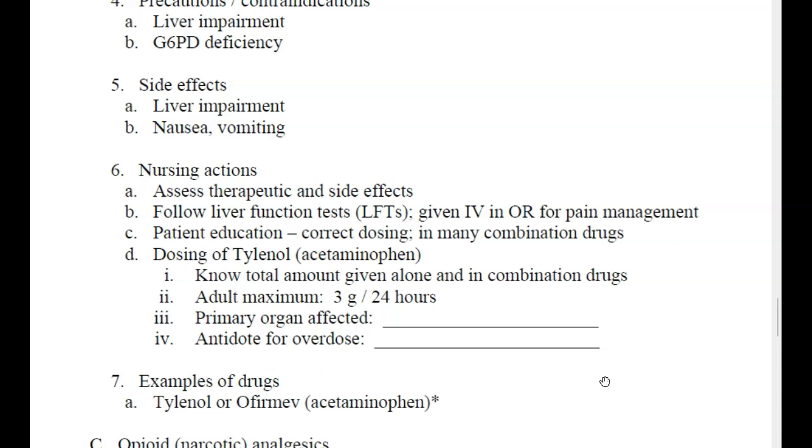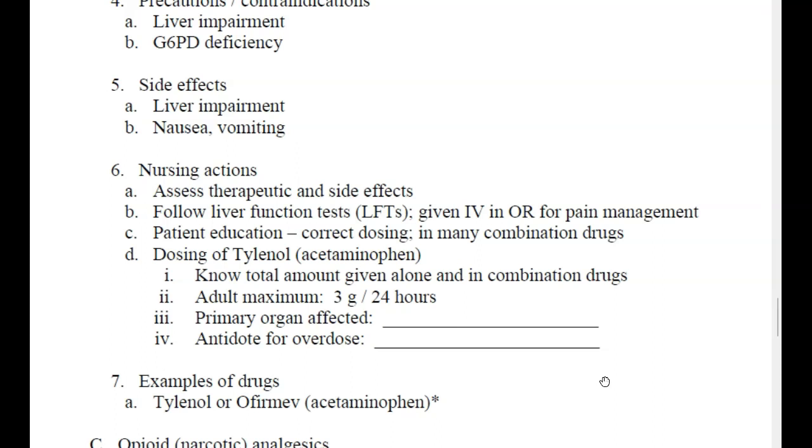Patient education: we have to educate our patient regarding the correct dose, and also to take into account the amount of acetaminophen in other combination drugs such as Norco, let's say hydrocodone 5-325. That should be included in the calculation of the total dose within 24 hours. In addition, we need to know the dosing of Tylenol or acetaminophen, the total amount given alone and in combination drugs. So it needs to be a total of everything.